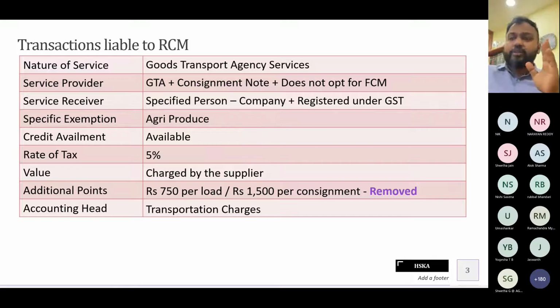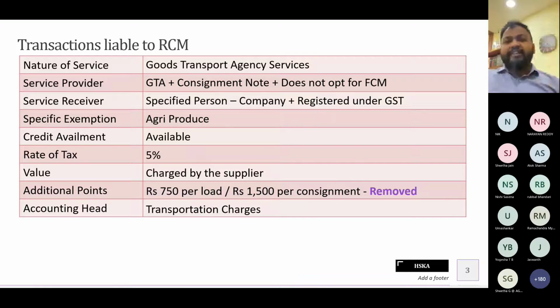I'm sorry, I said October 2021, it is October 2022. That exemption was removed. So that means even if it is a 1 rupee transportation, you will have to pay taxes under reverse charge mechanism. Okay. Now, how do I identify this transaction?